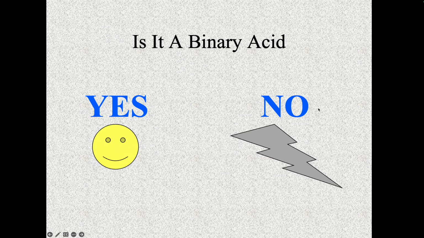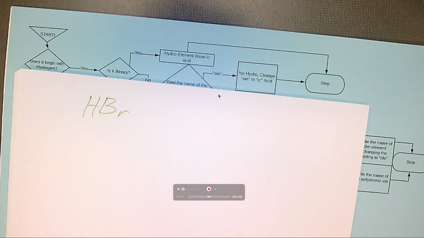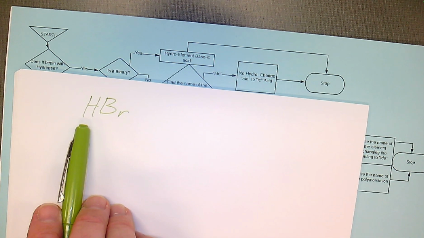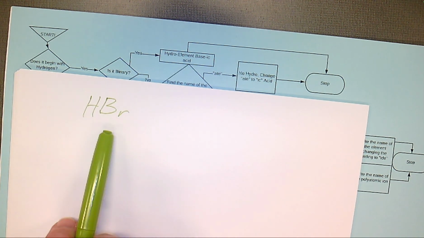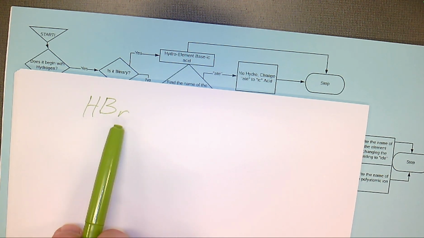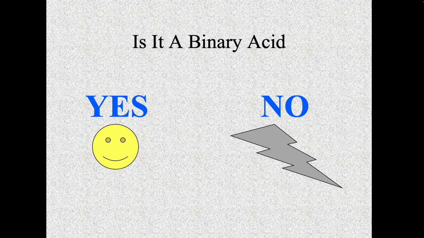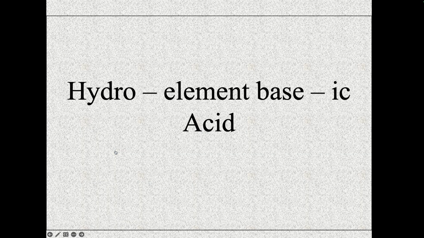All right, and then the next question is, is it a binary acid? What does binary mean? Two. All right, so does our acid have only two elements? Yeah, we know that because it only has two capital letters, capital H, capital B, lowercase r. So our answer will be yes. If you're using this, you actually click on the smiley face. All right, so it tells me I name it using the prefix hydro, the element base name, and ic acid.